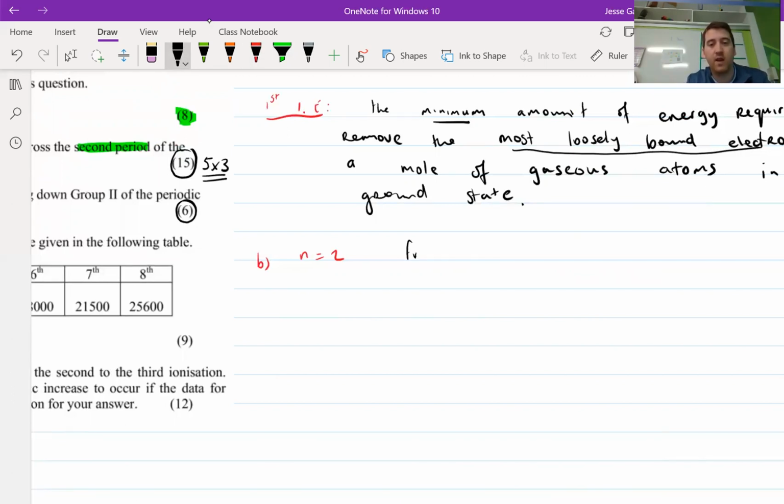Let's state what happens first: first ionization energy. I'm just going to pause the video and try to fix this screen because it's playing up. So I'm just going to pause for a second.